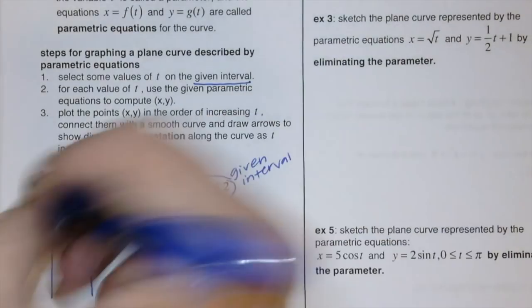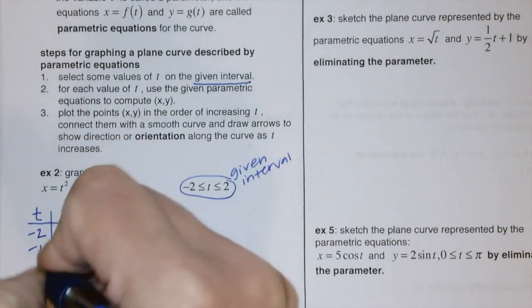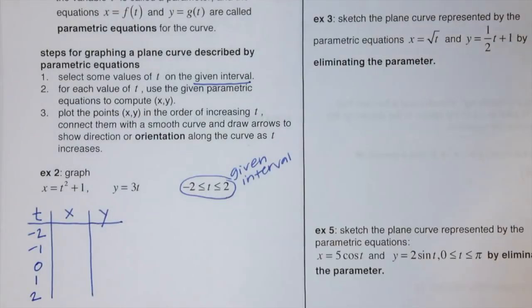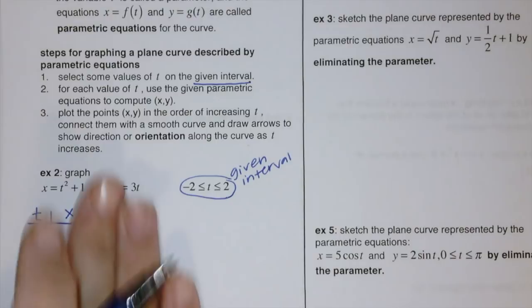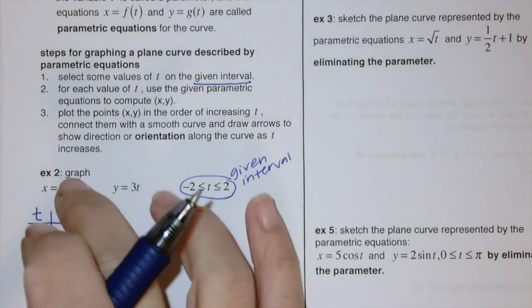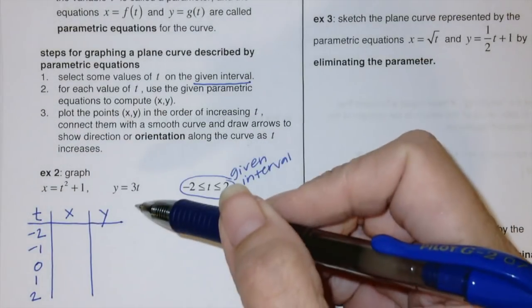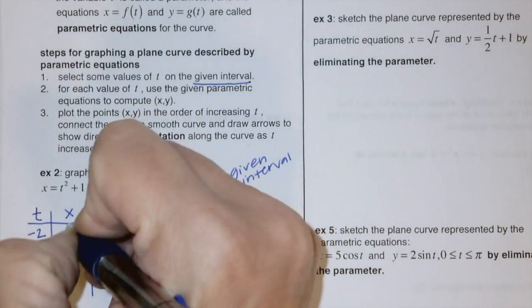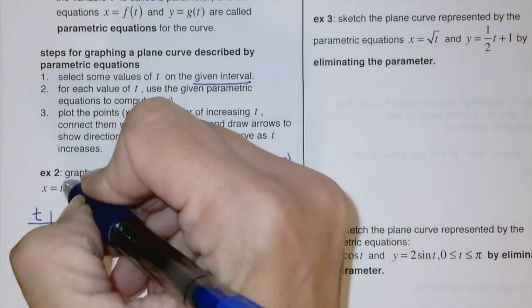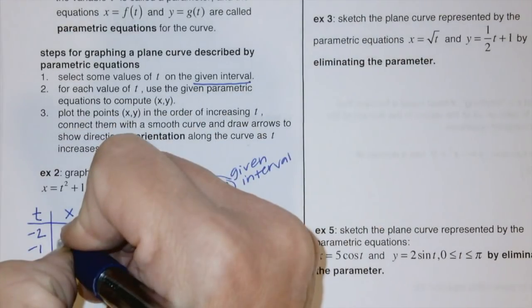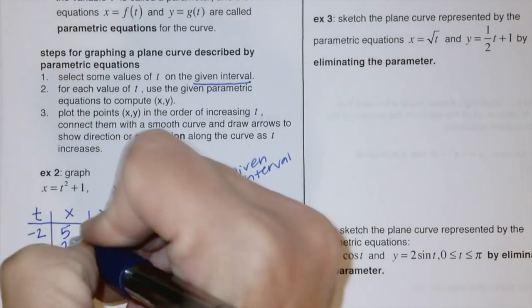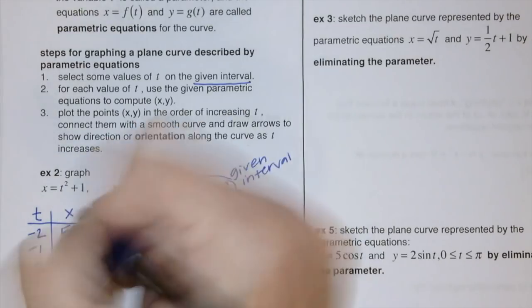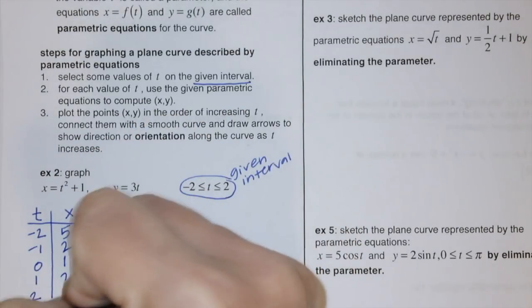So we're going to pick some values. I'm going to pick my integers. Why am I picking integers? Because they're easy to plug in. And then I'm going to plug them in. So first I'm going to plug into x. This is the equation for x, and then I'm going to plug in for y. So negative 2 squared plus 1 is 5. Negative 1 squared plus 1 is 2. And then we have 1 squared plus 1 is 2, and then 5.